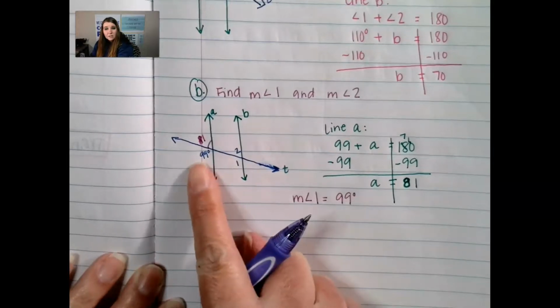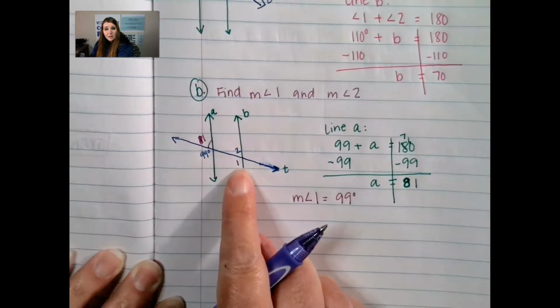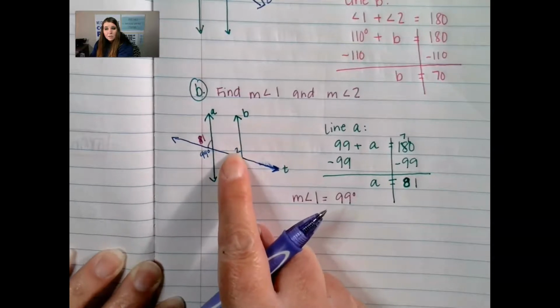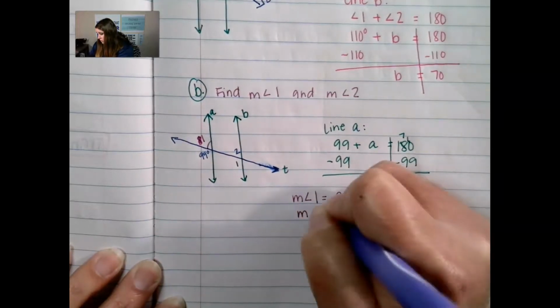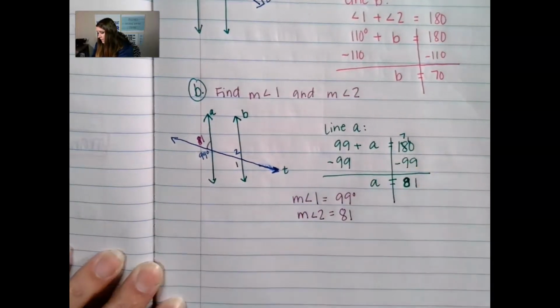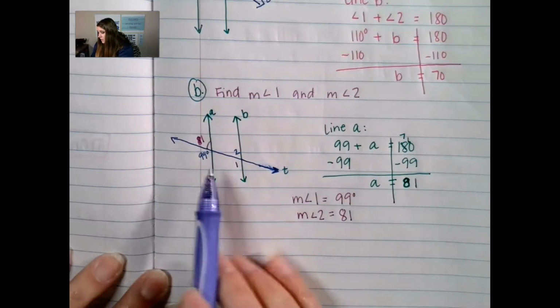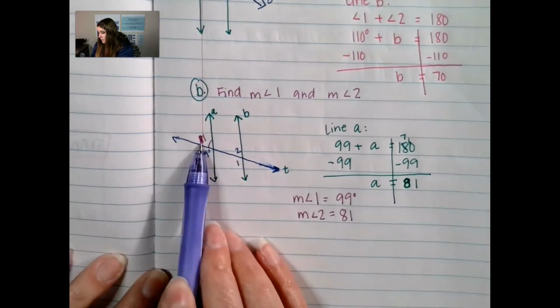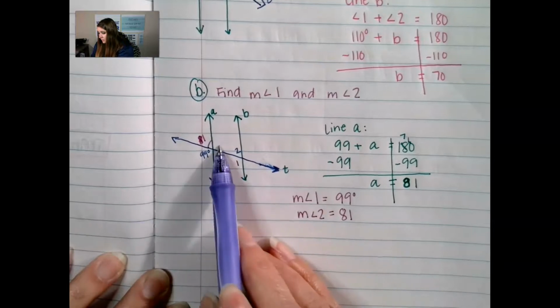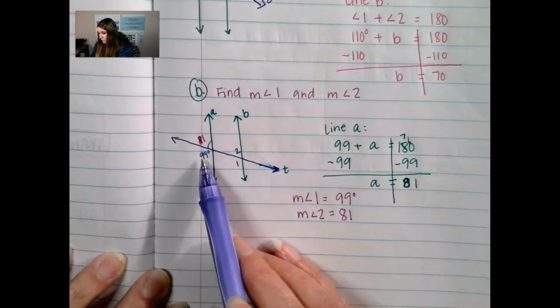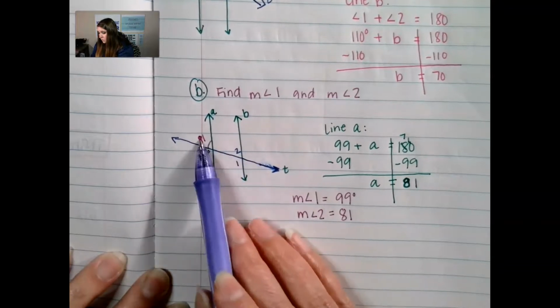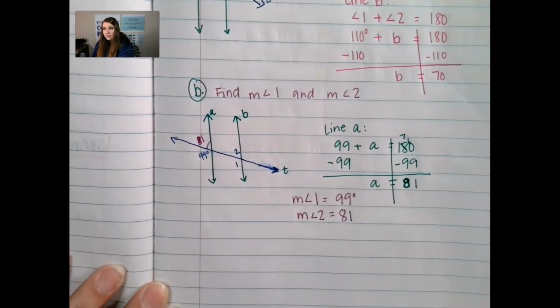So if this line is also 99, what is this side? Well, this side has to be 81. The measure of angle 2 is going to equal 81. So this is corresponding to this. We've got corresponding angles that go from here to here. Vertical angles are going to be angles in action.